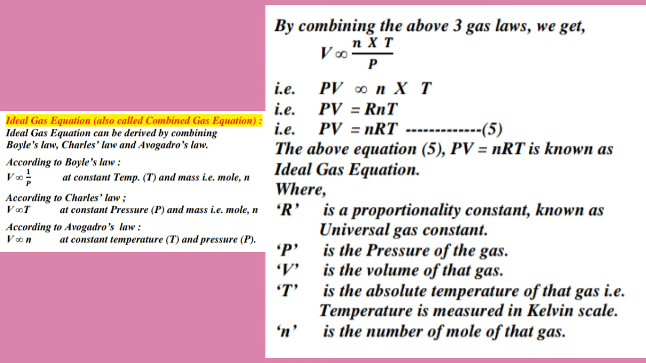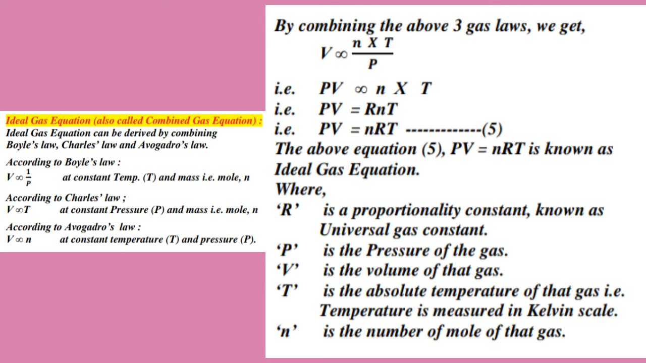PV equal to nRT, equation number 5, is called the ideal gas equation or combined gas equation. In this ideal gas equation PV equal to nRT, the symbol R is a proportionality constant, which is called the universal gas constant.